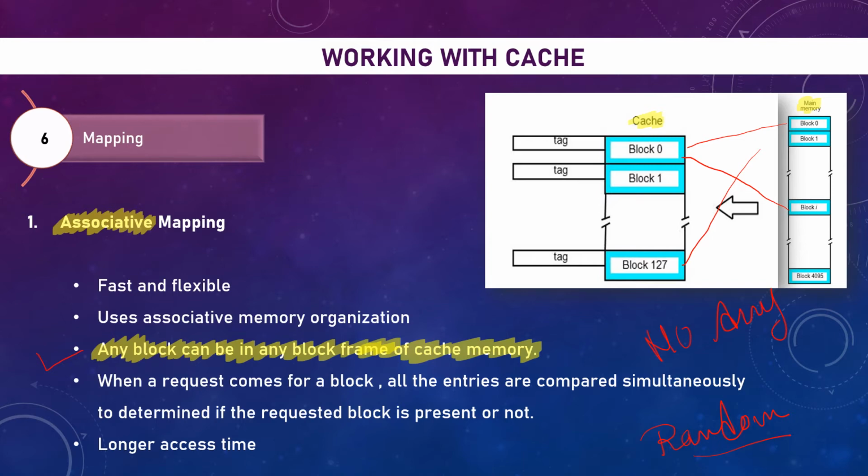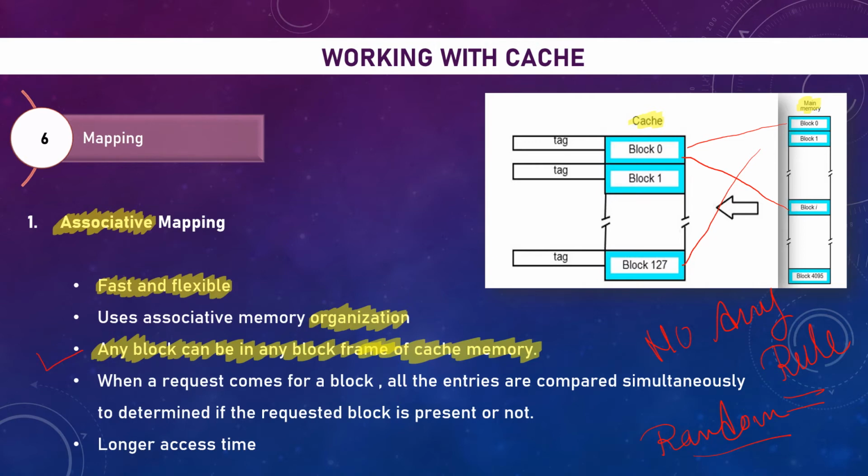There is no rule for the mapping. Because any block can shift into any block, it is faster and more flexible as well, because there is no rule to be followed. It uses associative memory organization. When a request comes for a block, all the entries are compared simultaneously to determine if the requested block is present or not.